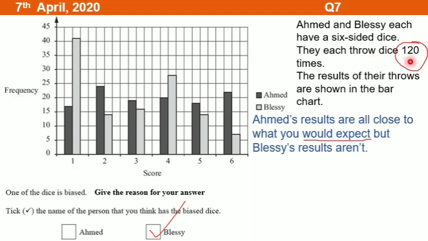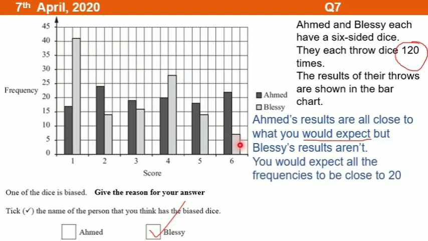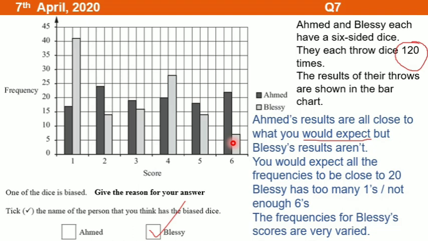So 1 per 6 multiplied by 120, the result will be 20, right? So this is getting 15, getting 24, getting 19, 20, 18, and this is 22. The results are still close to 20, but Blasi's are not, because this is 41 and this does not even reach 10. You would expect the frequency all to be close to 20. Yeah, that's what I have explained before. Blasi has too many ones in here, but so few 6s. And then the frequency for Blasi's scores are too varied. Yes, very varied. This is so high and this is so low. You can write any one of them, or if you have a different answer, it's okay, as long as the meaning is the same.